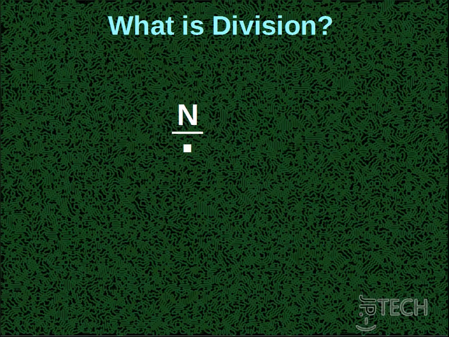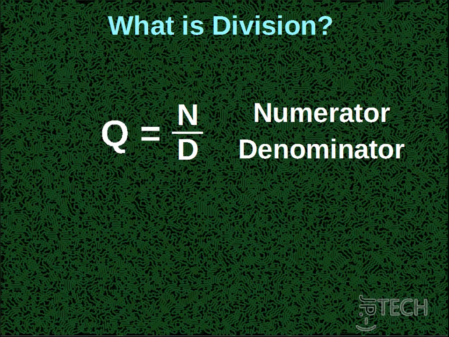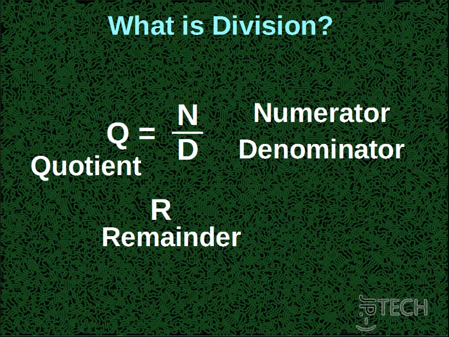Division is when you take a number called the numerator and you divide it by the denominator. The denominator represents a bucket of a particular size. So, for example, if we take 20 apples as our numerator and we divide it by a bucket that can hold 5 apples, the answer to our division problem is how many buckets do we need in order to hold 20 apples? The answer is 4, which is also our quotient. If we had some apples left over, this would be our remainder.